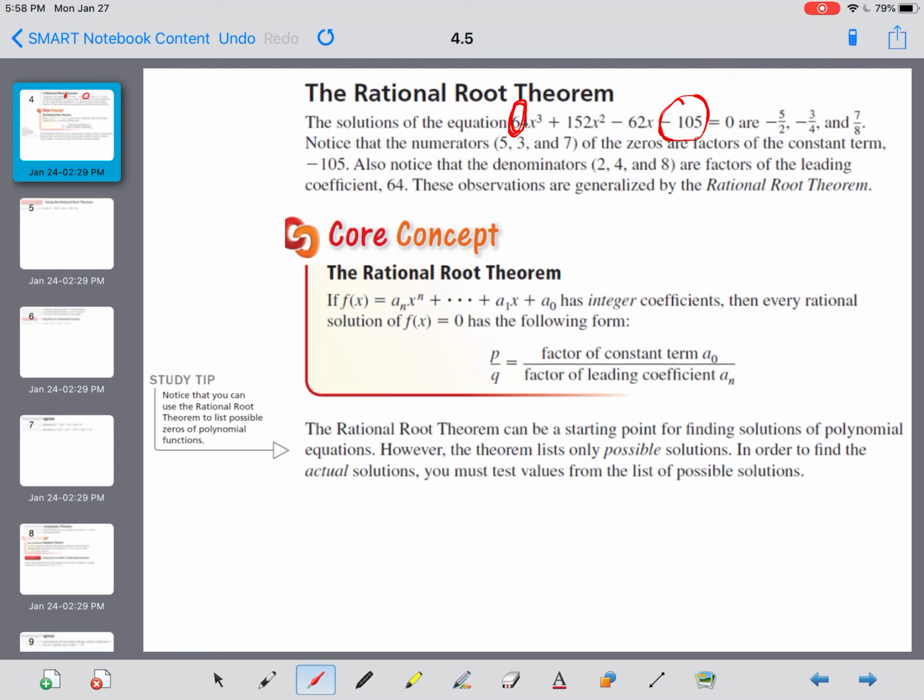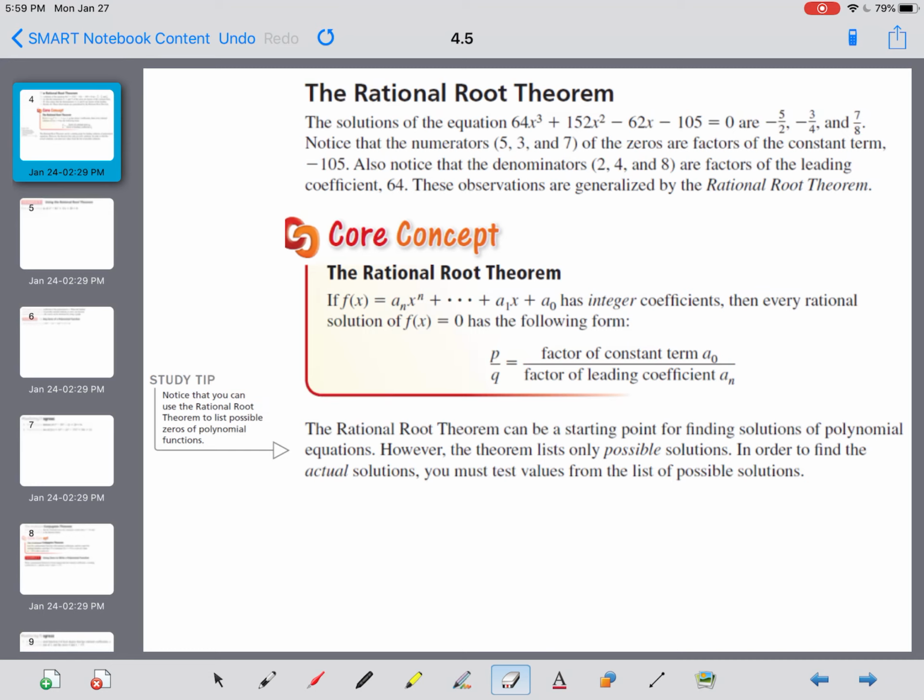Like this one: 64x to the 3rd plus 152x squared minus 62x minus 105. The answers are -5 halves, -3 fourths, and 7/8. And we're going to get into where we have fractions. If you know the fraction equivalent to the decimal, like -5 halves would be -2.5, -3 fourths would be -0.75, and 7/8 is, let's see, 1,000 minus 100 is 900 minus 25, so it's 875, 0.875.